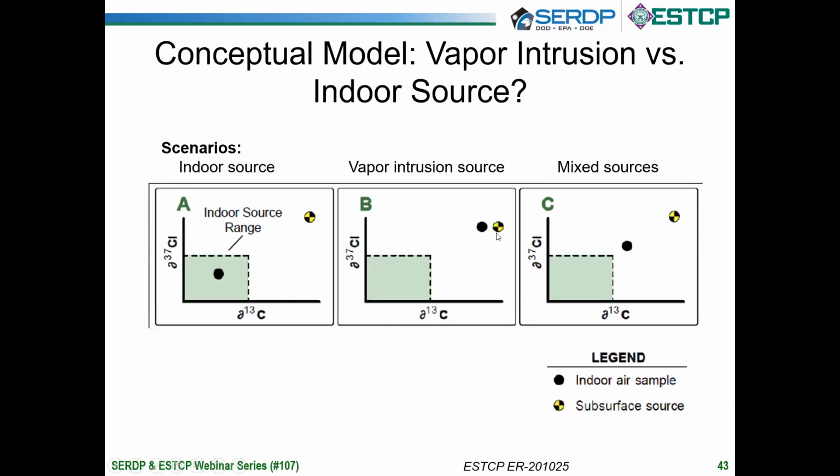And the converse of that is if your subsurface source and your indoor air source are both out of the parent range and very close together along a fractionation trajectory, then this is a good indication of vapor intrusion. And then here we have potentially a mixing situation where you possibly have two different sources.